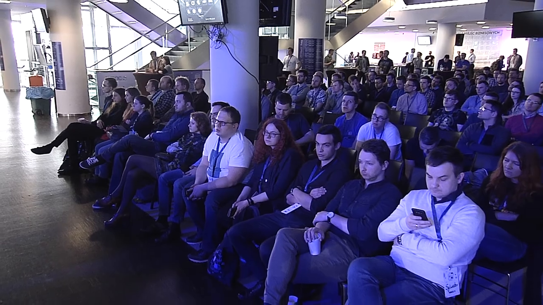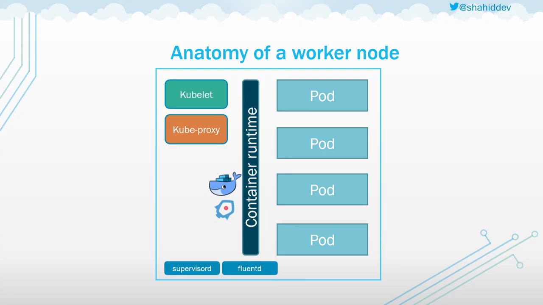Let's dive a little bit deeper into the worker nodes. Worker nodes have the kubelet, which is the main agent that runs on a node. We have the kube proxy, which just deals with the networking. Then we have the container runtime.